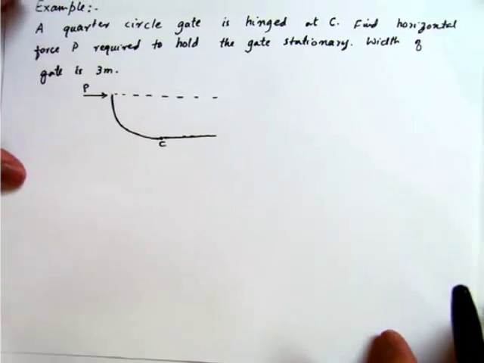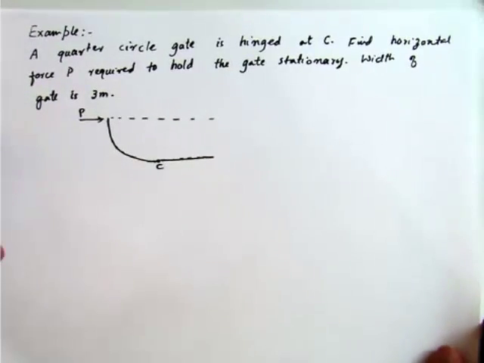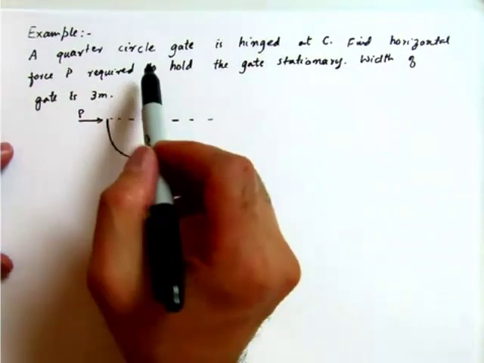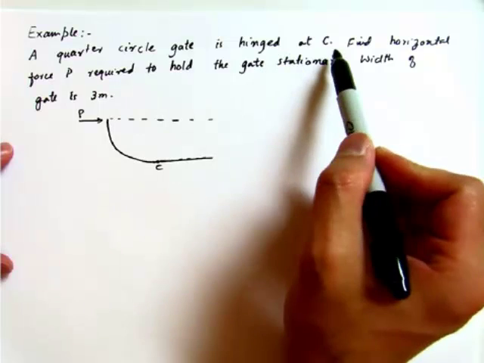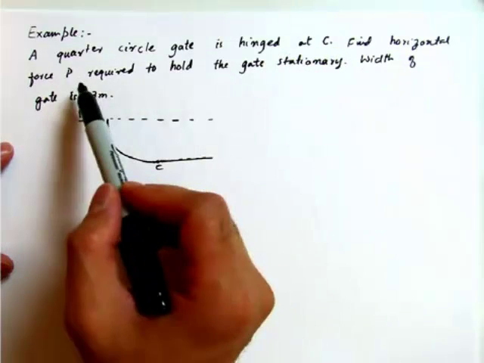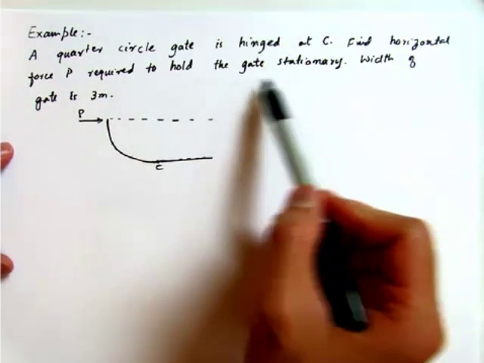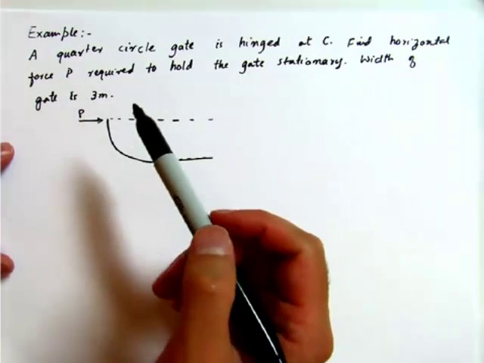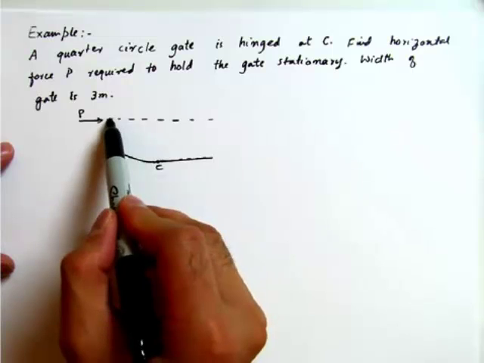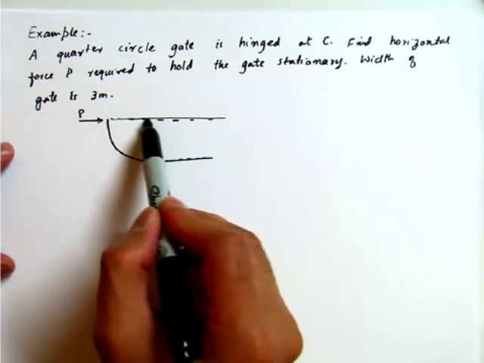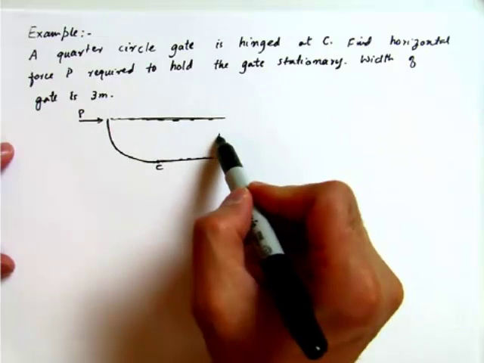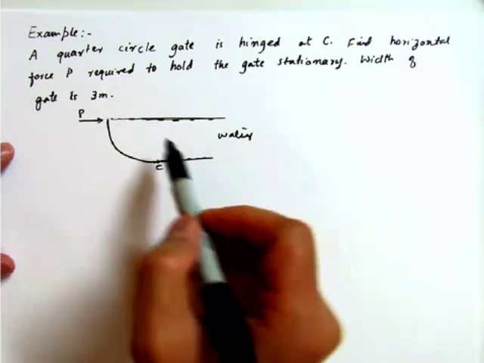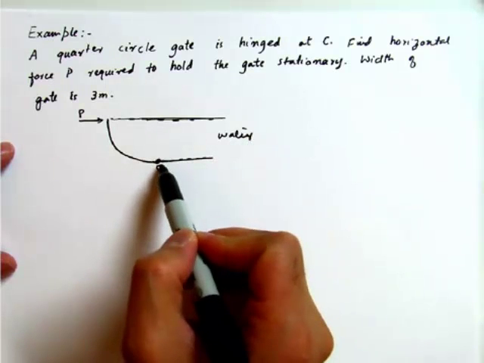Okay, so the example is a quarter circle gate hinged at C. Find the horizontal force P required to hold the gate stationary. The width of the gate is 3 meters. So as you will notice, this thing is completely filled with the fluid, with water. And this is where the hinge is, C.